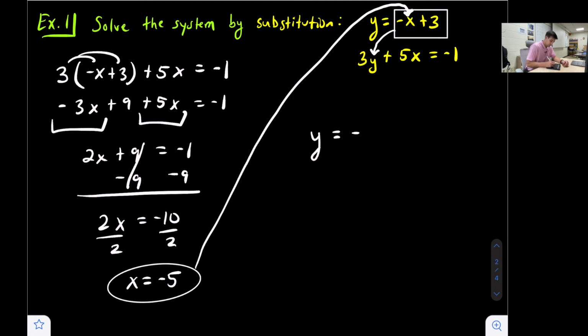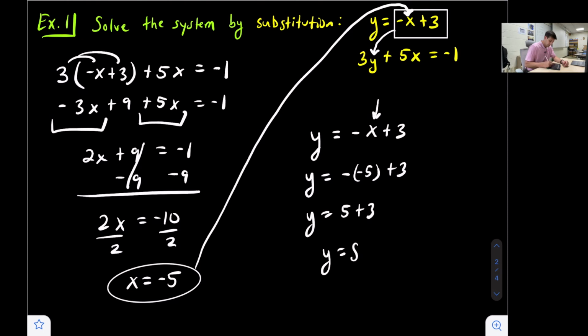So y equals negative x plus 3, and we're going to plug in negative 5 right there for x. So we have y equals negative 5 plus 3, right? Be careful with that negative there. This is going to become positive 5, so we have y equals 8.